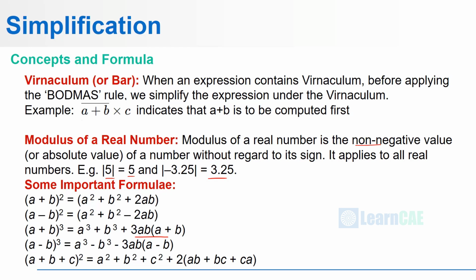Next is a plus b plus c whole square. This is equal to a square plus b square plus c square plus 2 into ab plus bc plus ca. We can remember this formula so that we can directly solve some problems when it is given in this format.